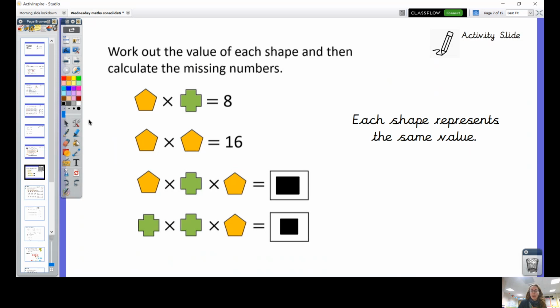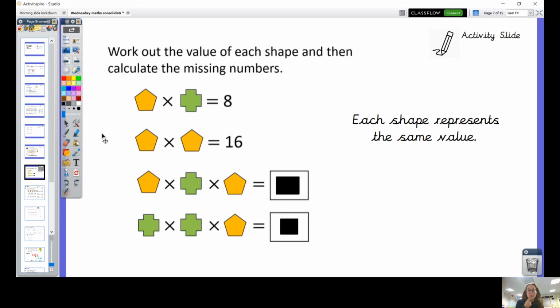Okay, our little slide here is an activity slide. Okay, and this is going to be our last one before we crack on with our activity. So, work out the value of each shape and then calculate the missing numbers. So we've got some calculations here, but instead of the numbers being there, we've got some shapes. But there's something to help us. Each shape represents the same value. So where we've got yellow pentagons, they all represent the same number. And where we've got green crosses, they all represent the same number too.